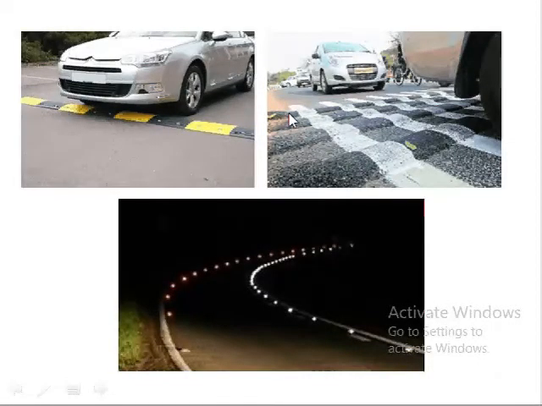This is known as speed breaker. These are known as rumble strips. These are known as road studs. We have seen all these things on roads, but we don't observe them. Speed breakers are used to reduce the speed of the vehicles.